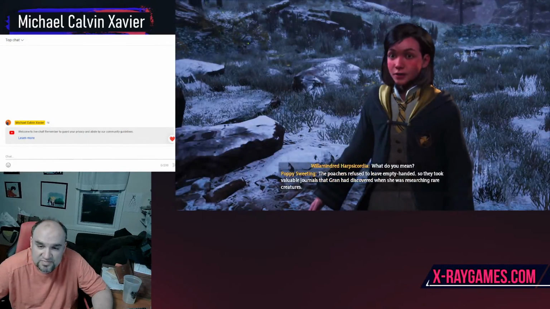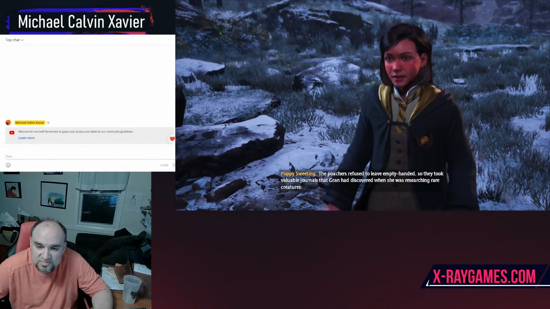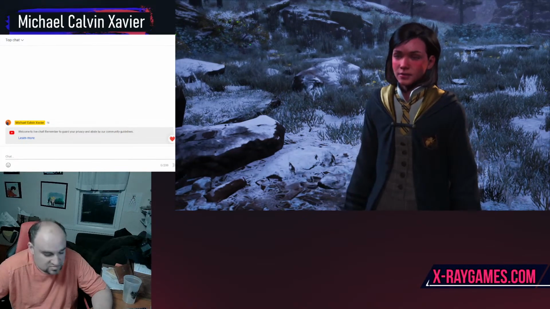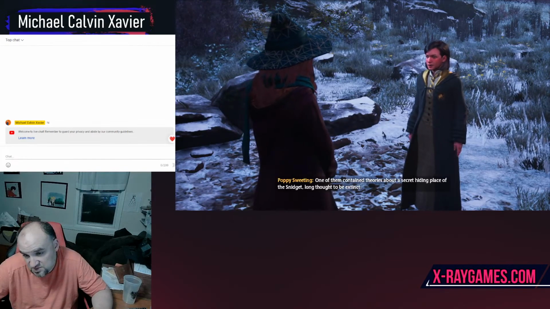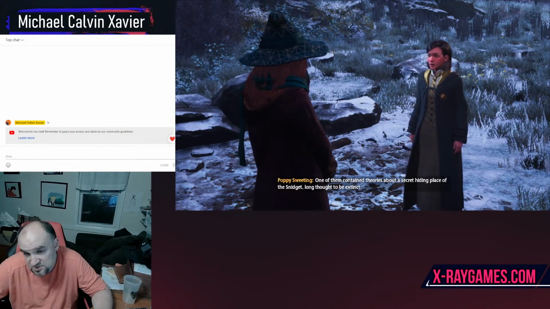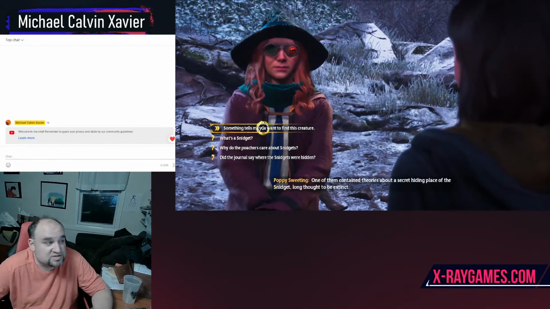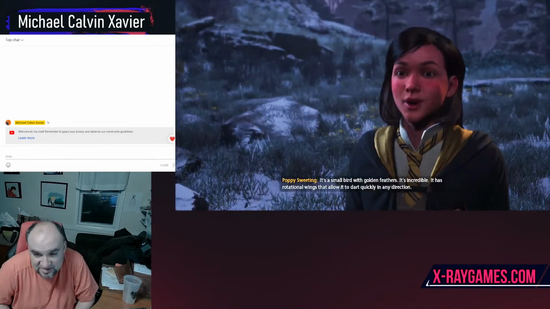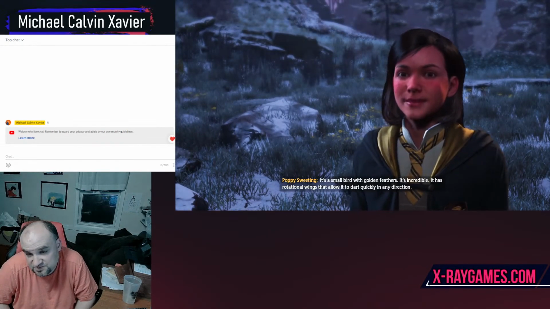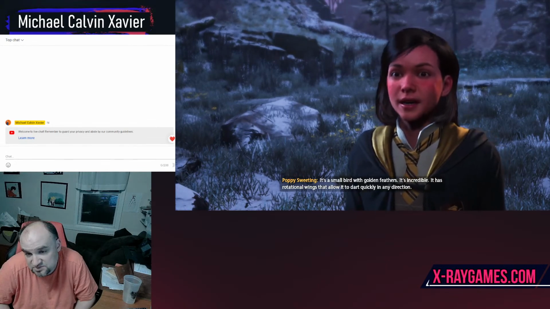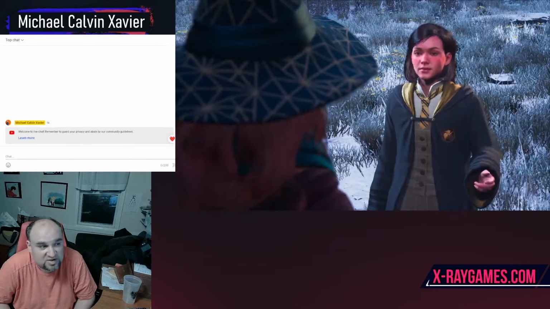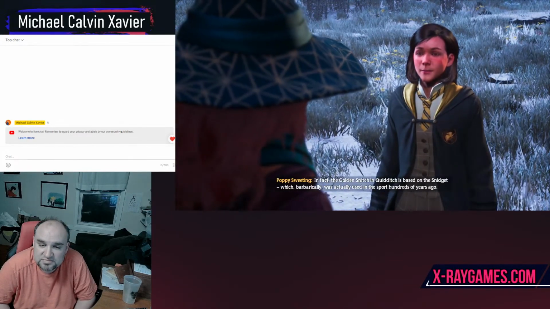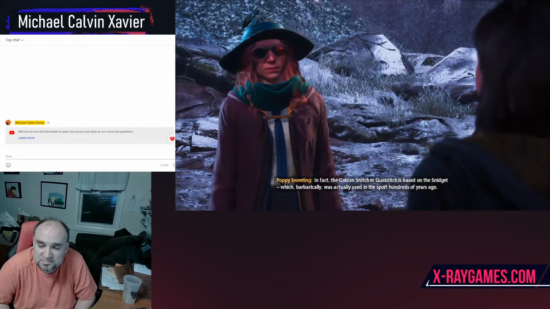What do you mean? The poachers refused to leave empty-handed, so they took valuable journals that Gran had discovered when she was researching rare creatures. One of them contained theories about a secret hiding place of the Snidget, long thought to be extinct. Is this a snipe hunt? Exactly what kind of creature is a Snidget? It's a small bird with golden feathers. It's incredible. It has rotational wings that allow it to dart quickly in any direction. So it's a hummingbird. In fact, the golden snitch in Quidditch is based on the Snidget, which was barbarically used in the sport hundreds of years ago.